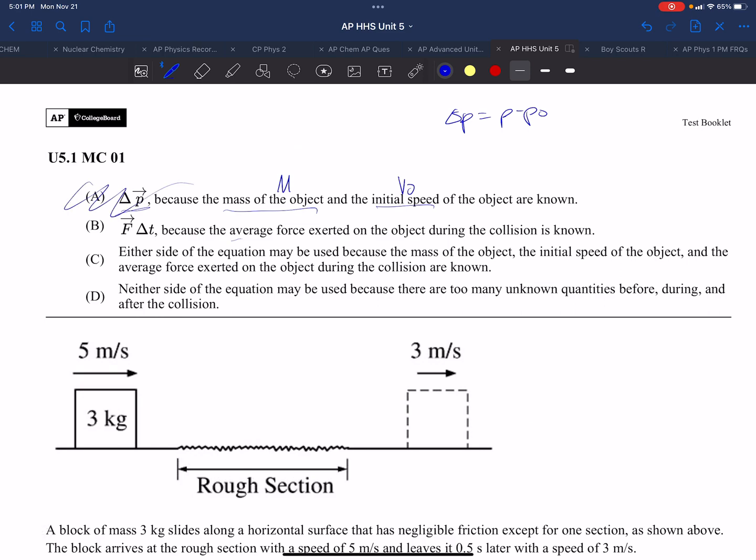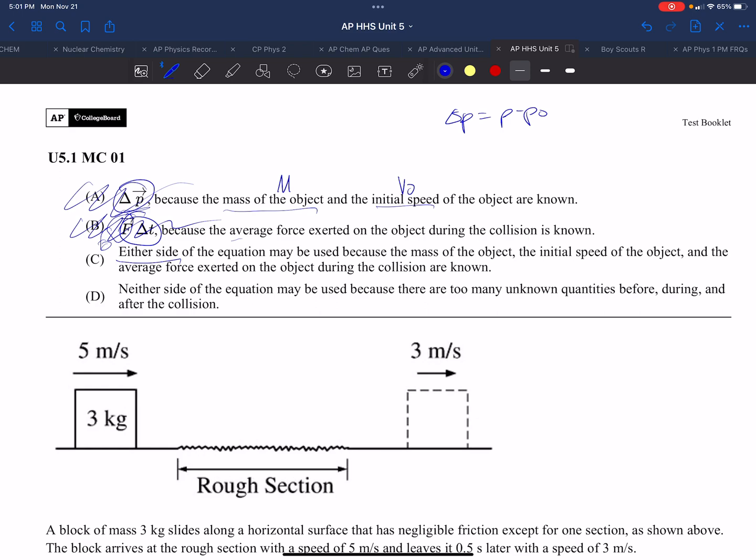The average force exerted on the object is known. That is true, it's given to us as F0, but we do not know delta T. So we can't use that side of the equation. So clearly, if we've already shown that A and B can't work, then C, either side could be used, also can't be true, because we've already shown this can't, nor can that one be used.